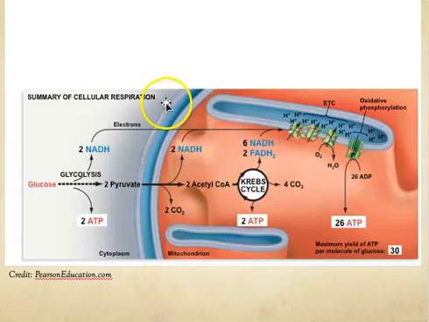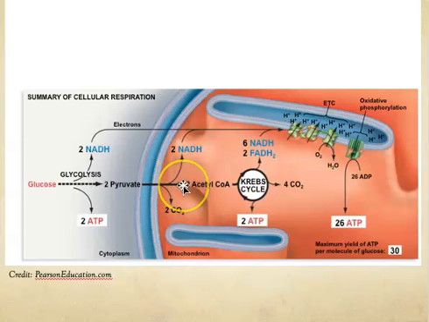This is the external or outer mitochondrial membrane. This is the internal or inner mitochondrial membrane. The blue is called intermembrane space. The orange is matrix.